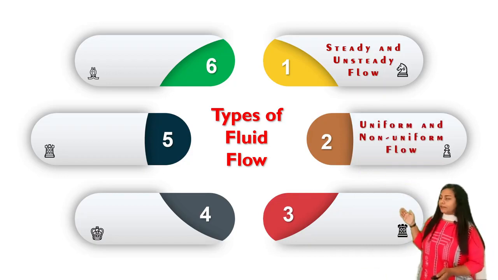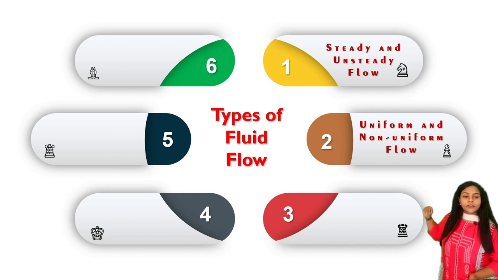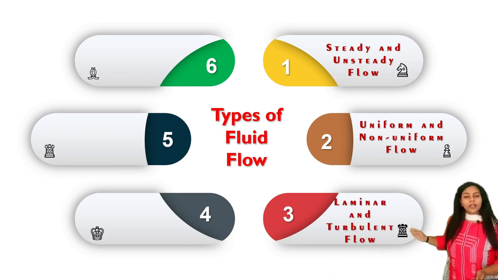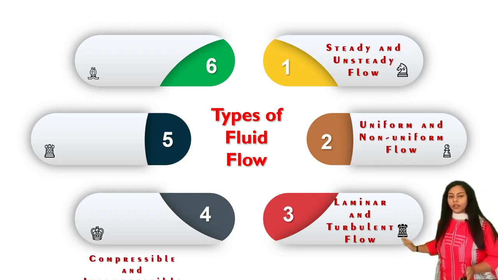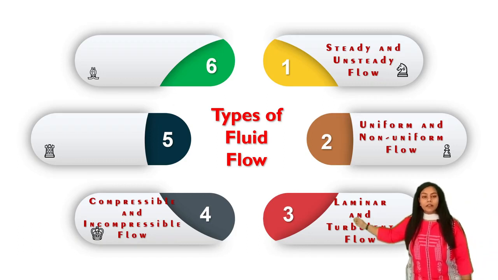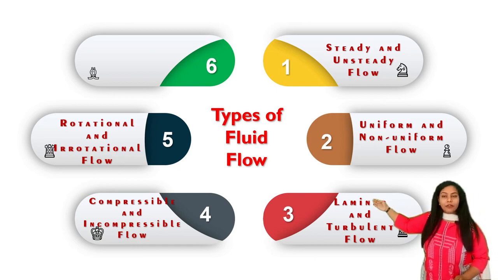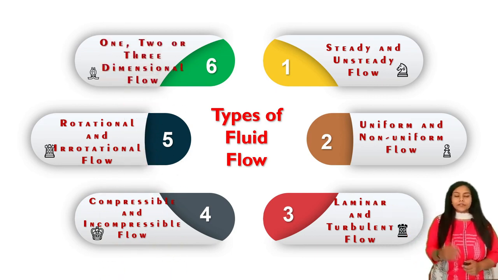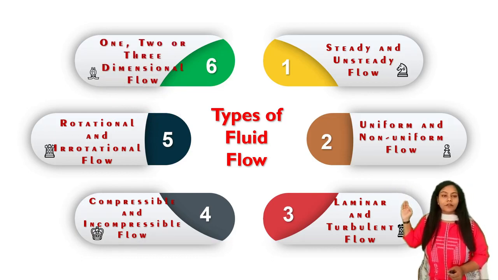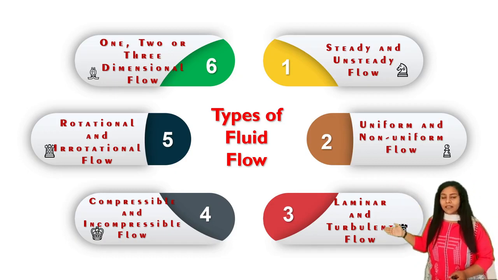The second type of flow is uniform and non-uniform flow. The third type of flow is laminar and turbulent flow. Now our fourth flow is compressible and incompressible flow. The fifth type of flow is rotational and irrotational flow. And our last, the sixth type of flow, is 1, 2 or 3-dimensional flow. Now we will discuss all 6 types of flow in detail.